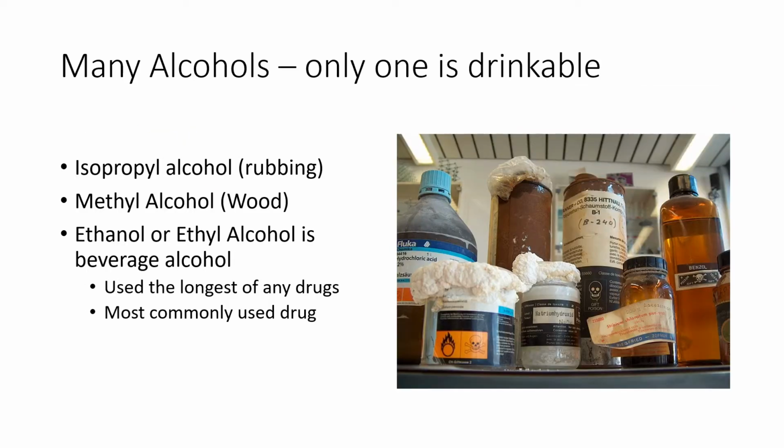There are many kinds of alcohol, but only one is drinkable. Isopropyl alcohol, rubbing alcohol, and methyl alcohol, sometimes called wood alcohol, are produced for industrial and other uses, but the beverage alcohol is ethanol, or ethyl alcohol. This drug, and it is a drug, has been used the longest of any of the known drugs and is probably the most commonly used drug in most of the countries on Earth.